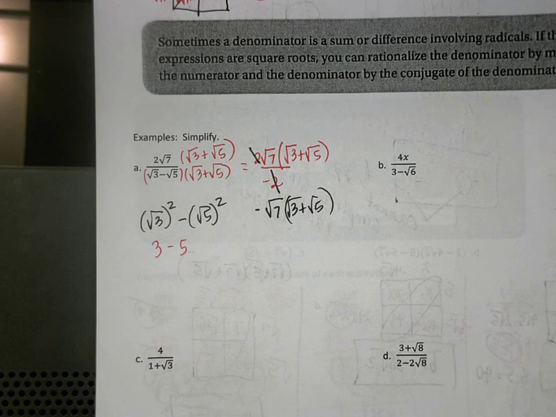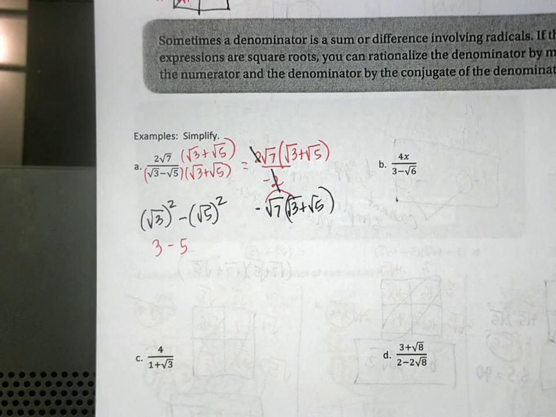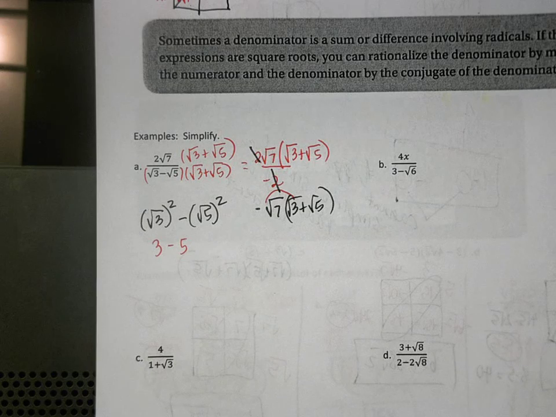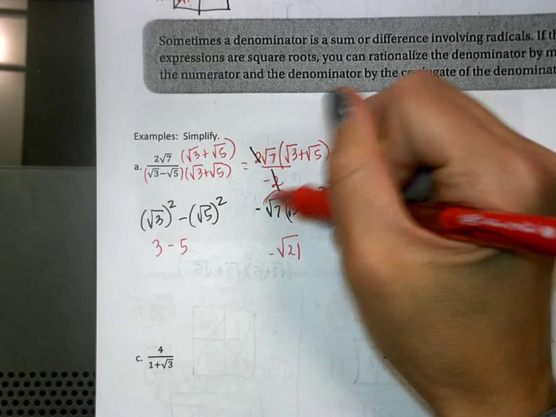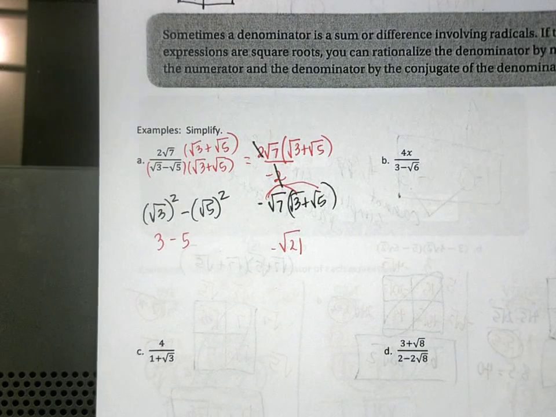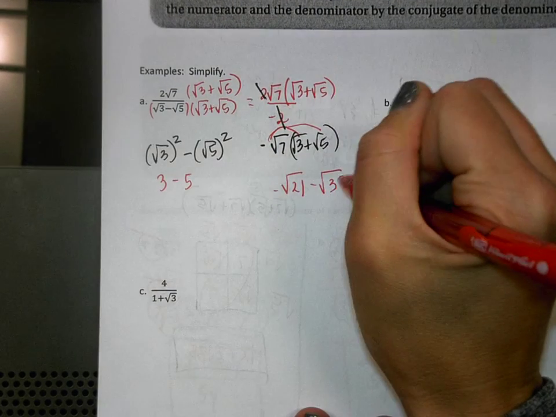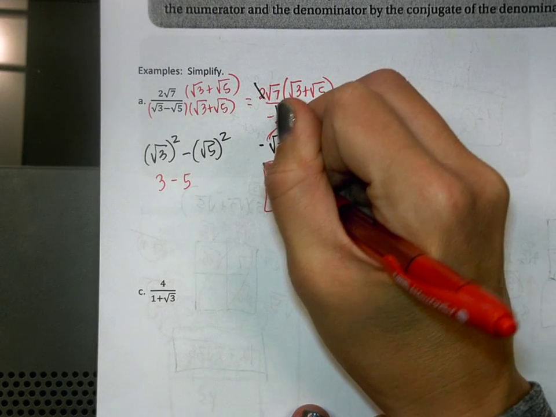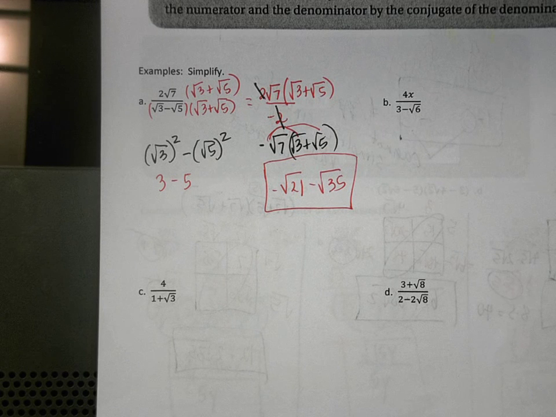And so when I multiply and I have negative root 7 times root 3, what does that make? Good. And then negative root 7 times root 5 is negative root 35. And neither one of those had anything that I could break into pairs and bring things out. Are we good? Any questions? Okay.